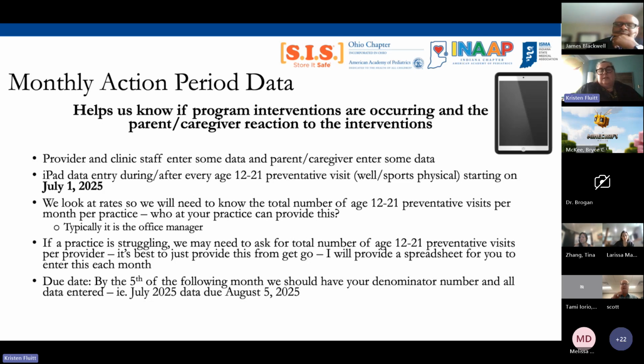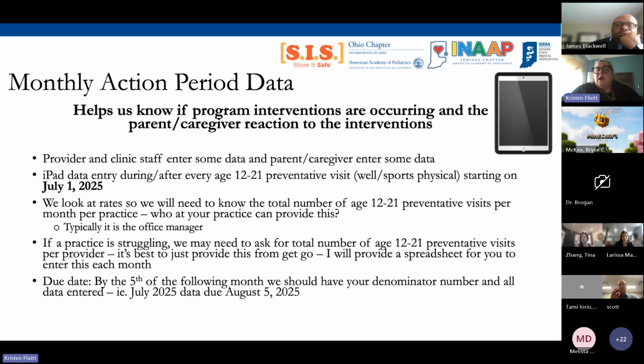The way we do this is that we're going to be looking at rates. So we're going to look at your rate of depression screening, your rate of suicidality screening. So every month I will have to go to your office manager and know the total number of age 12 to 21 preventative visits per month per practice.